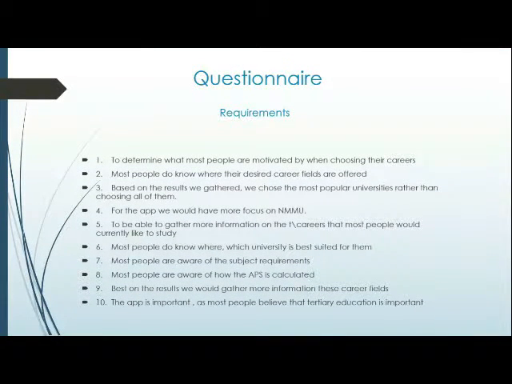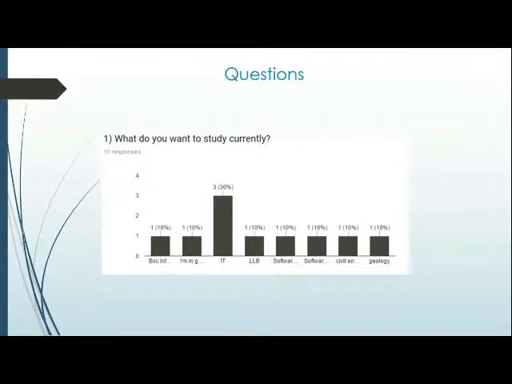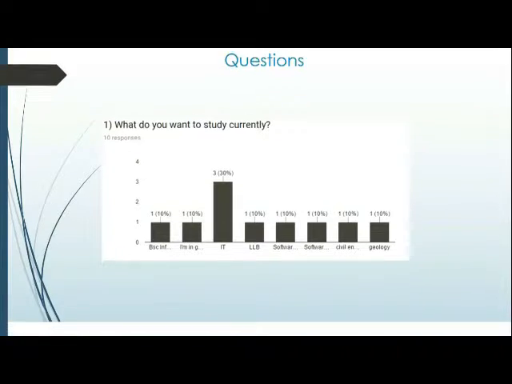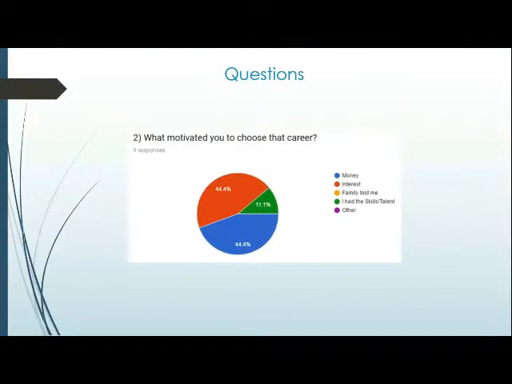These are the questions that we use for data gathering for our system to determine the must-haves, the should-haves, could-haves, and won't-haves. I'm just going to go through some of the questions that we used for data gathering from our users. For example, what motivated you to choose that career? Most of them chose that certain career because of their interest, and some of them chose because of the money.